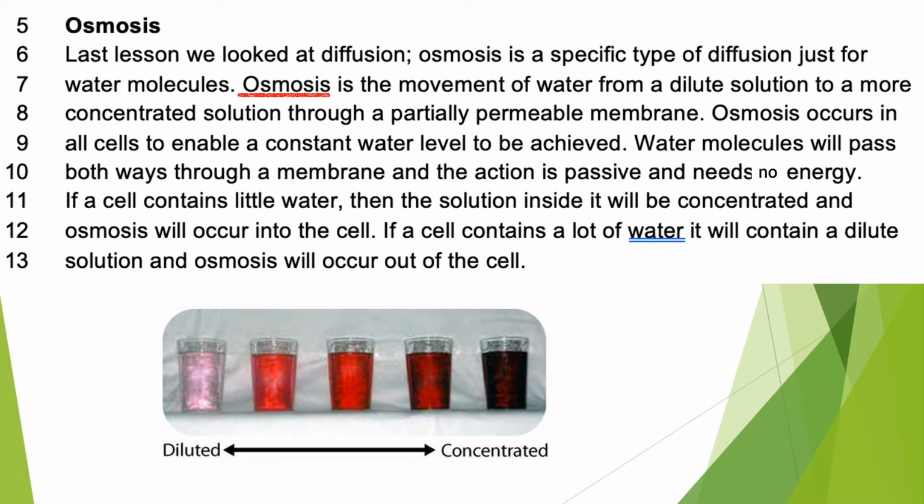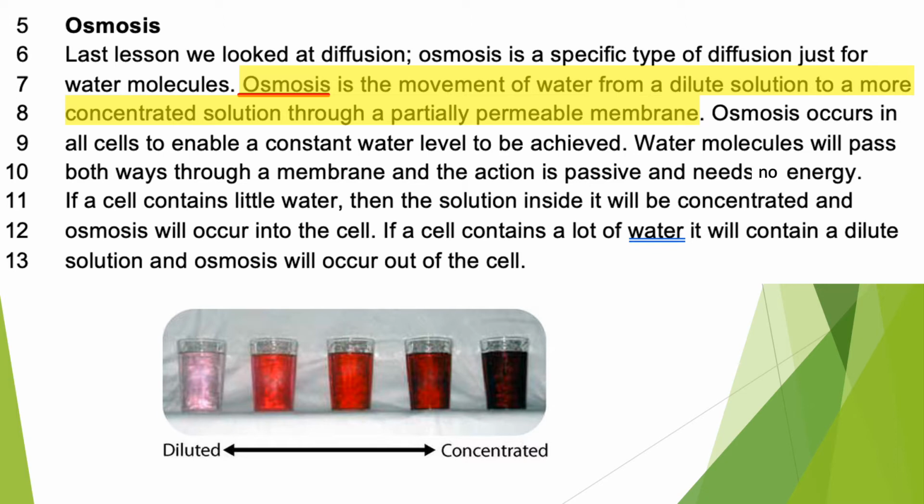So here's the first definition of osmosis. Osmosis is the movement of water from a dilute solution to a more concentrated solution through a partially permeable membrane. All right, so I want you to highlight that right there because this is important.